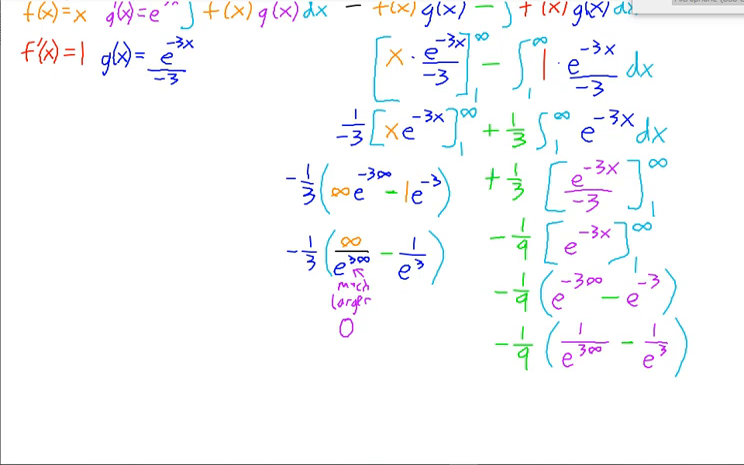So all that's left is the negative 1/3 times the negative 1 over e cubed. It gives you positive 1 over 3e cubed. And then something similar here, 1 over, this one's a little more obvious, 1 over this huge number, e to the 3 times infinity. That's 0, so all that's left is negative 1/9 times negative 1 over e cubed gives you positive 1 over 9e cubed.